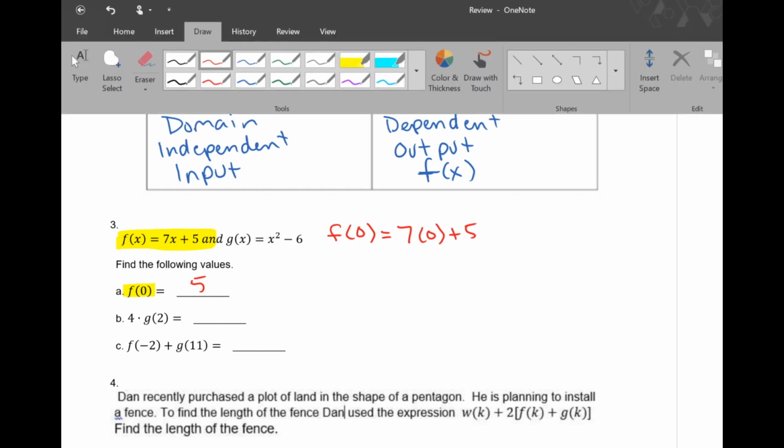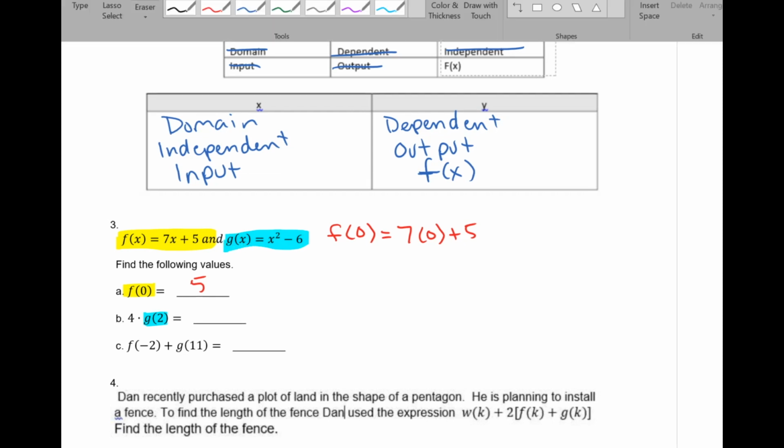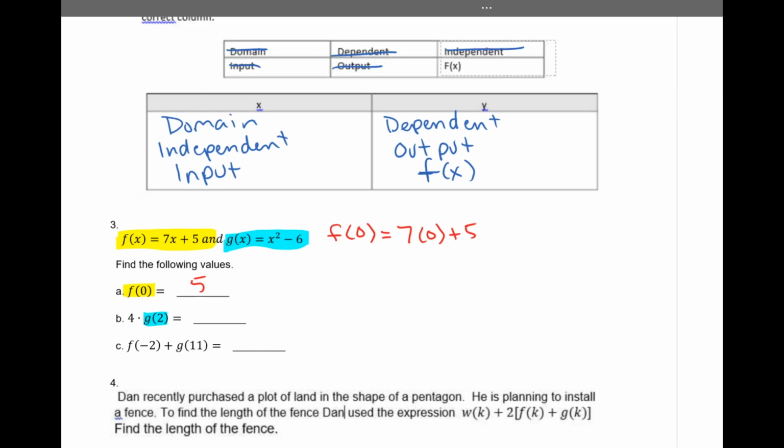The next one, though, I'm going to look at it, and it says 4 times g of 2. So it wants me to use g, which is this one. It wants me to use an input of 2, and it wants me to multiply that answer by 4. So I'm going to multiply that answer by 4. So g of 2, let's actually make this a different color. Let's do blue. G of 2, that's going to be replacing that x.